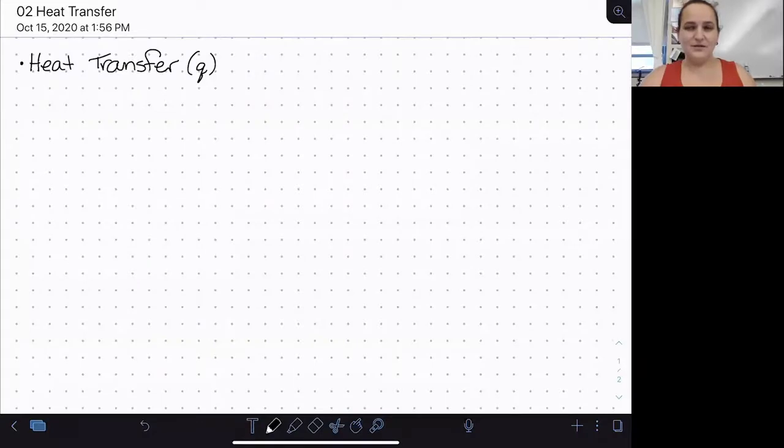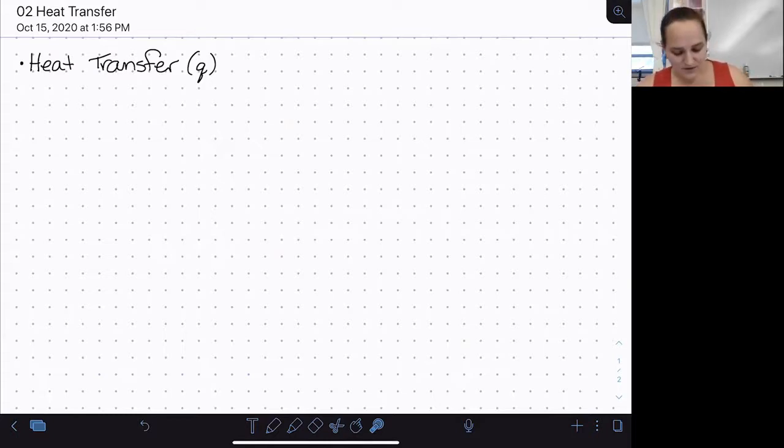In this video, we're going to be talking about heat transfer and starting to quantify how much energy is being transferred under different circumstances. So heat transfer is symbolized with a lowercase letter q. Note that the lowercase is important. Capital Q is going to be something else in a little while.